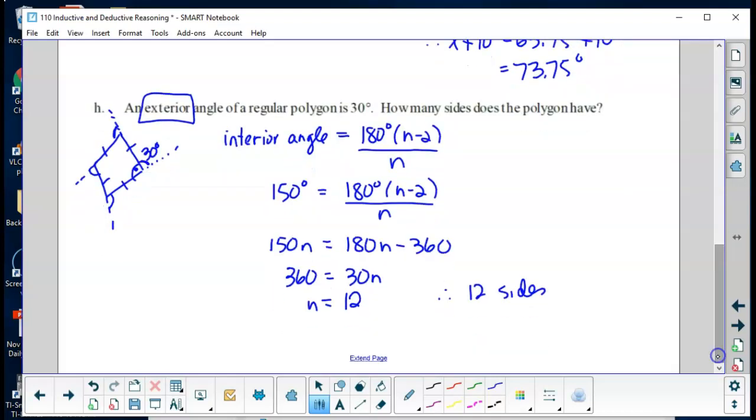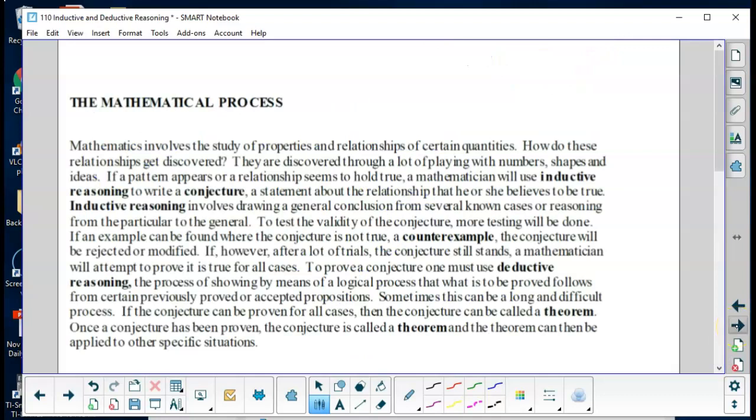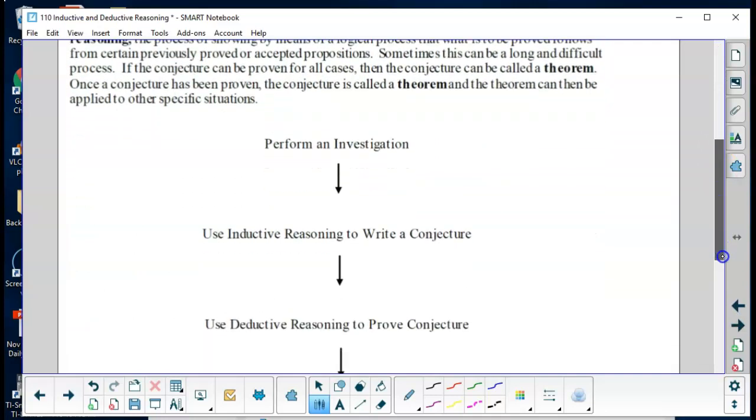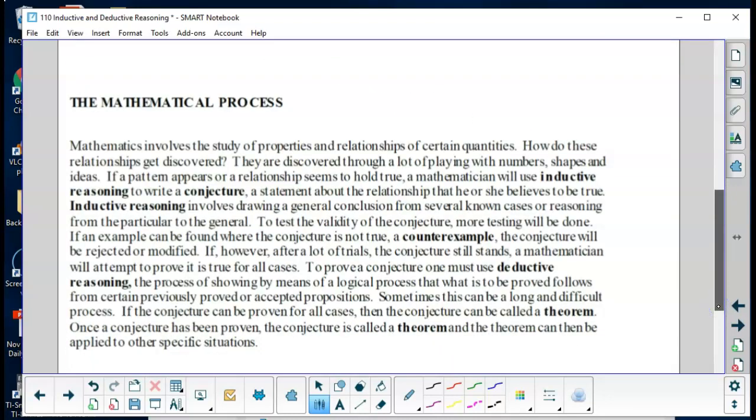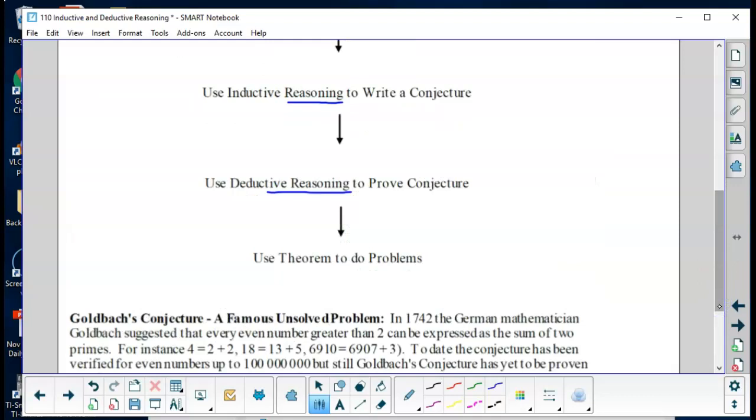Last thing to look at, the mathematical process. There's a flow chart here. Perform an investigation. Use inductive reasoning with all of those examples to write a conjecture. Then prove it deductively. And then you've proved it, so then you can use it as a theorem to answer other problems, actual problems. And that's it for this one.